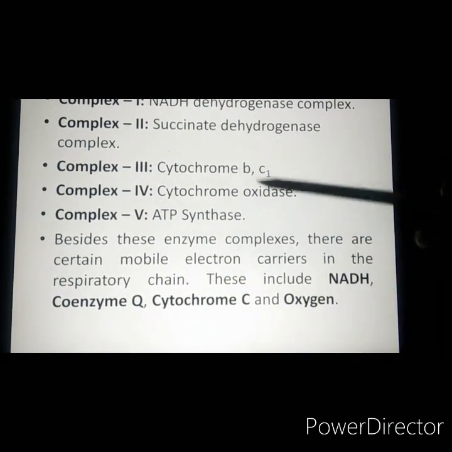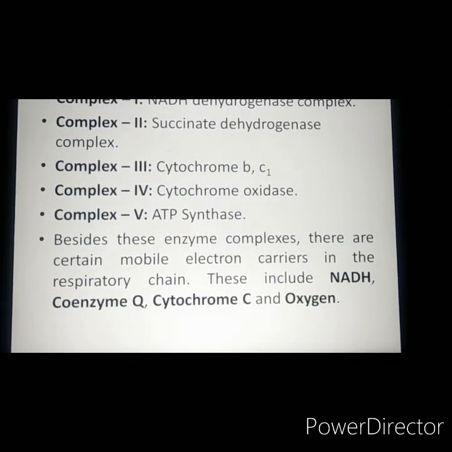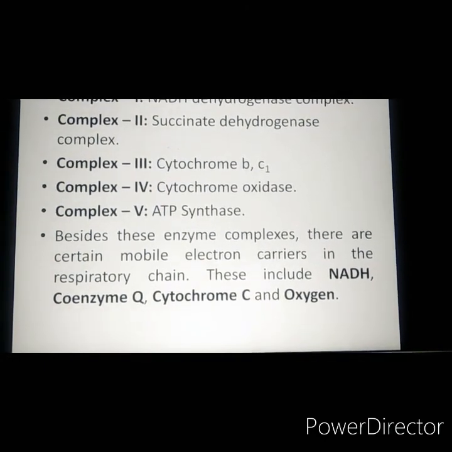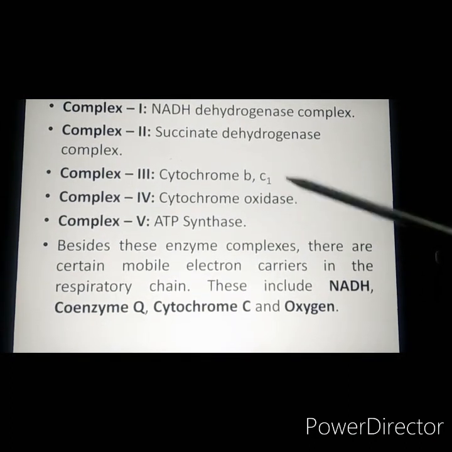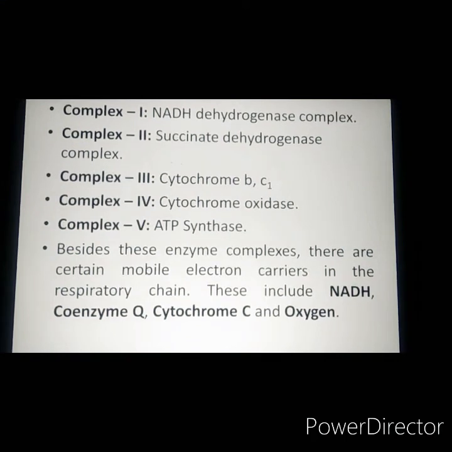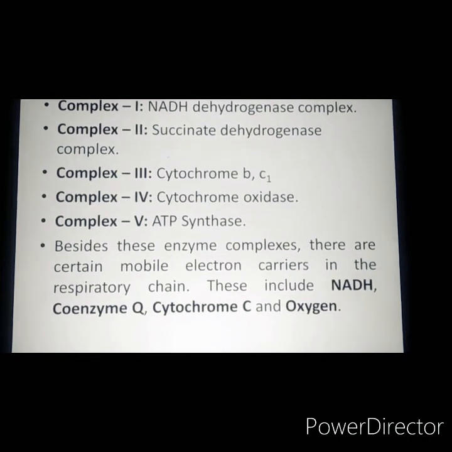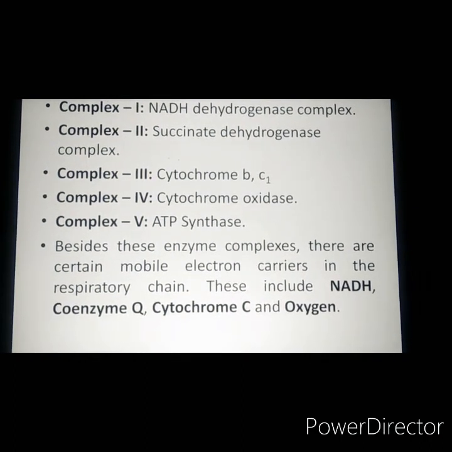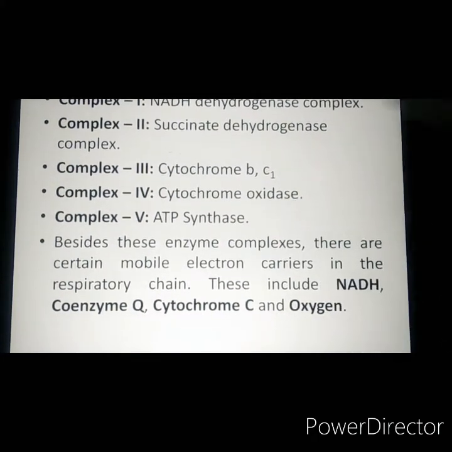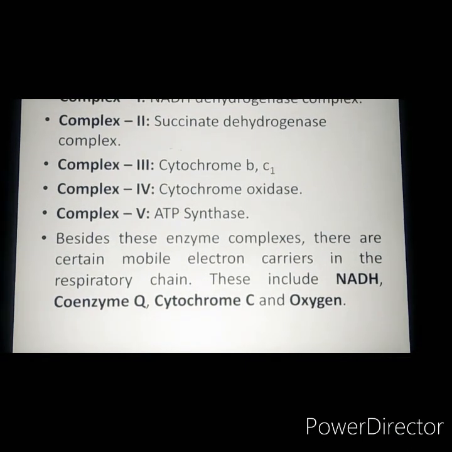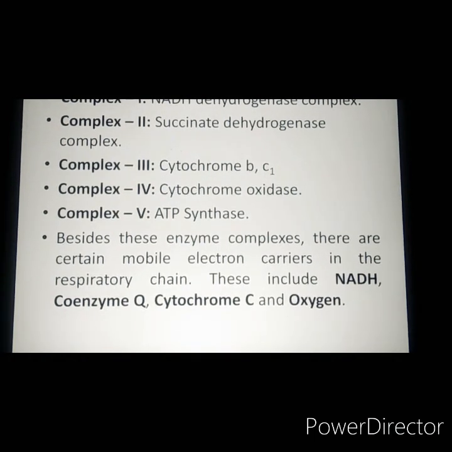Complex 4 is known as cytochrome oxidase. This cytochrome oxidase complex consists of cytochrome A, cytochrome A3, iron sulfur proteins and copper ions. All these components together make it cytochrome oxidase. It is an oxidase because there is a final oxidation of iron sulfur proteins, which donate the electrons to oxygen, where the oxygen is reduced to water. So this is the role of cytochrome oxidase, where the final electrons are donated from the iron sulfur proteins to oxygen, and the oxygen is reduced to water.